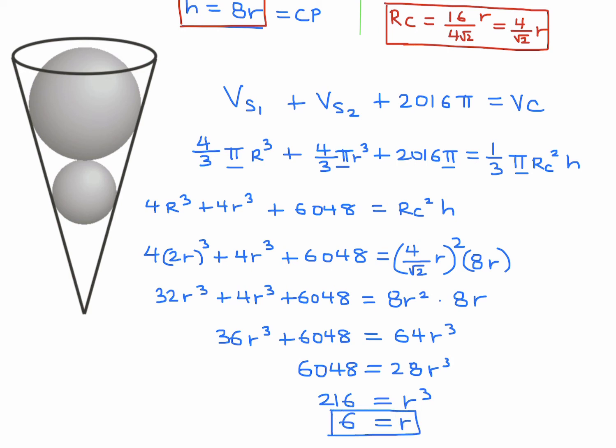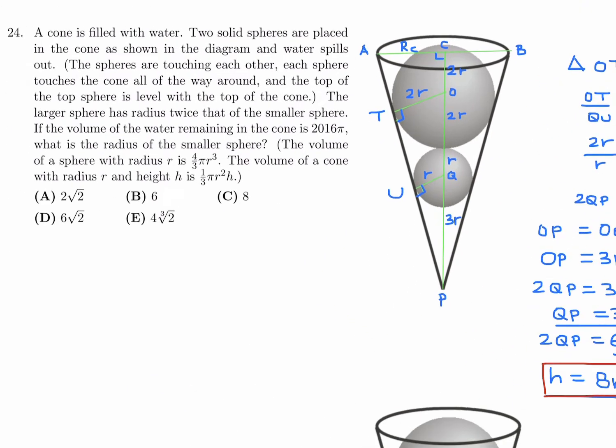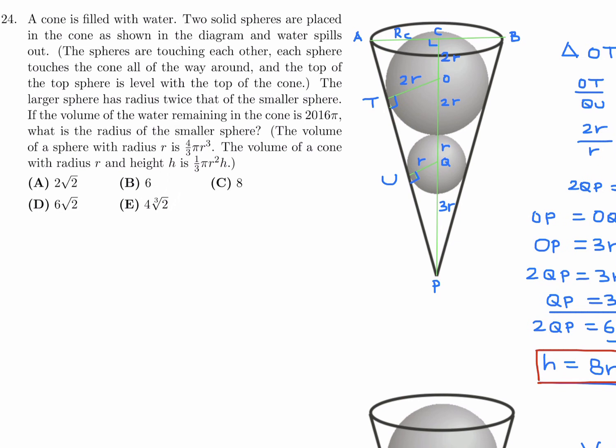And there you go. That's the radius of the small circle, and that is what they wanted us to figure out. What is the radius of the smaller sphere, I should say, not circle. So number 24, the answer is B.